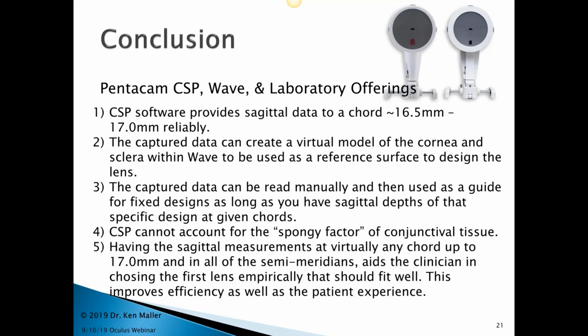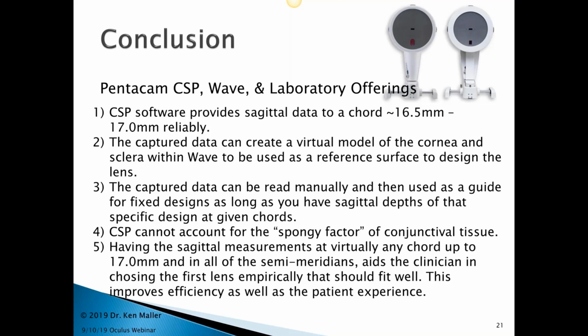Having the sagittal measurements at virtually any chord up to 17 millimeters is certainly very, very helpful for the clinician to design up a first lens that really does fit incredibly well. In fact, I pretty much had locked away all of my fitting sets that I've accumulated over, I don't know how many years, because I already knew even once I got the first lens on, I would have to change at least the power or something about the lens because I was going to see something I really didn't like.